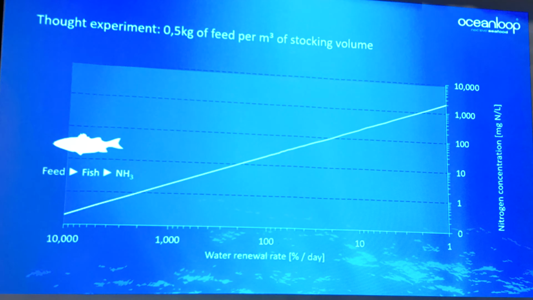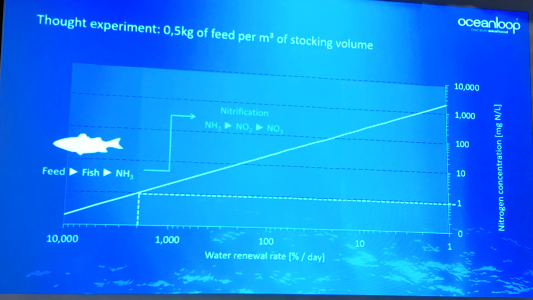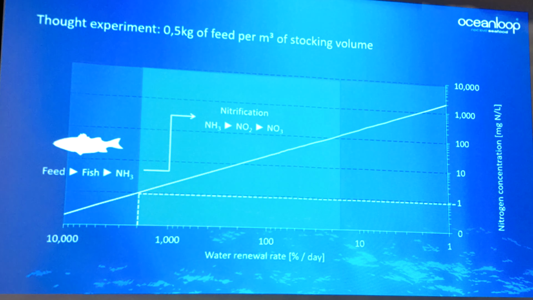When we base this information now on the water renewal rate, which you see on the x-axis in percentage per day, and we set, let's say, a limit for ammonia to be below 1, then it means when we have a water renewal rate of 2000% per day and more, we don't need anything. It's kind of a flow-through. And if we want to decrease the water renewal rate, of course, we need additional technology like the biofilter.